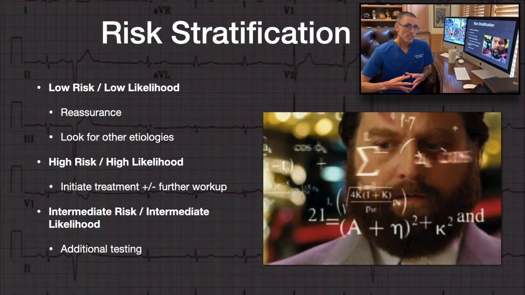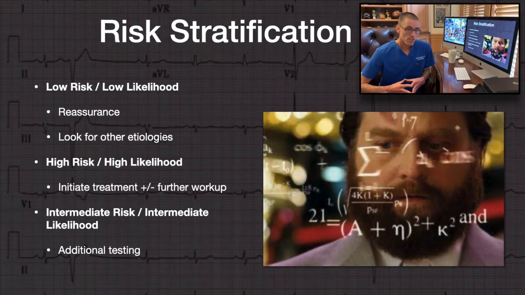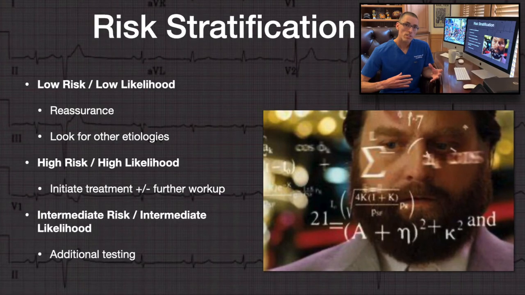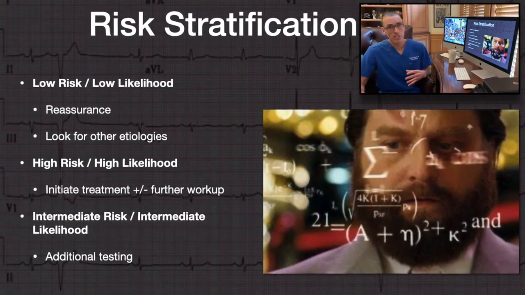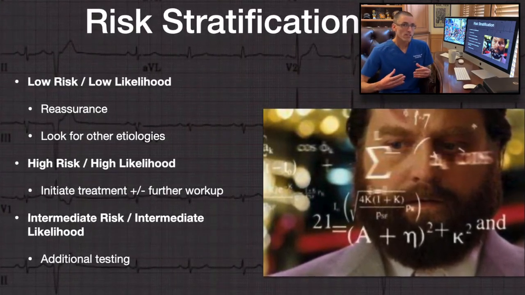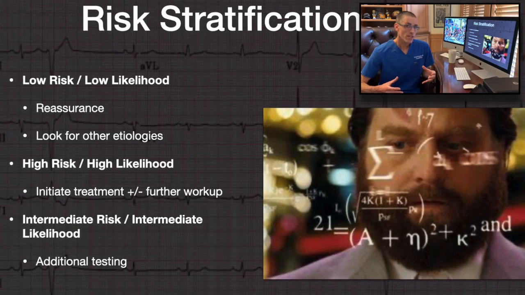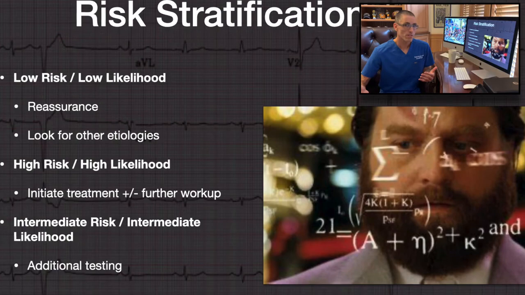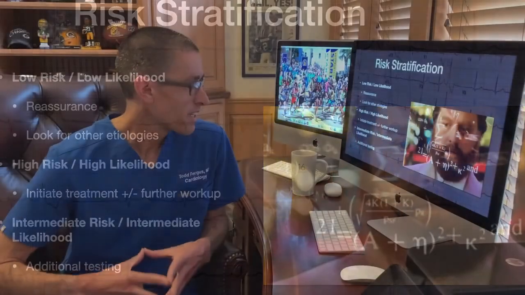Now, the problem comes in the intermediate risk patients. So these are patients where they maybe have some risk factors for coronary disease, but their symptoms aren't terribly typical, or they're giving a pretty classic history for angina, but they're an otherwise healthy person who appears on the surface to be low risk for having heart disease. These are the patients that usually will require some additional testing to try to determine whether their symptoms are truly coming from their heart or not.